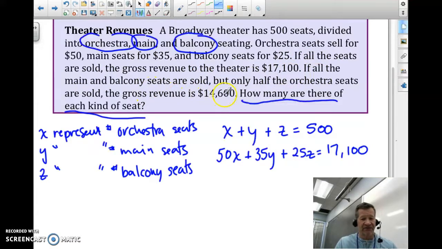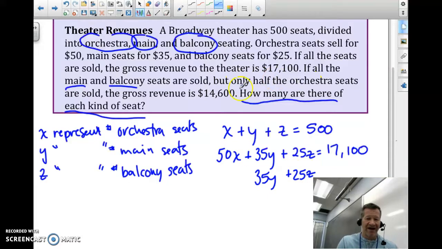The third equation, it says if all the main and balcony seats are sold, but only half the orchestra seats, then the gross revenue is $14,600. So we're going to sell all the orchestra seats still, so we'll still get 50 times X out of that. Oops, I was wrong, half the orchestra. Let me start that over. We sold all the main and all the balcony. So the main seats were $35, so we're still going to get 35Y from them. We're selling all the balcony, we're still getting 25Z from that.